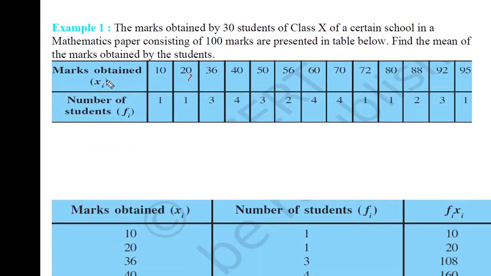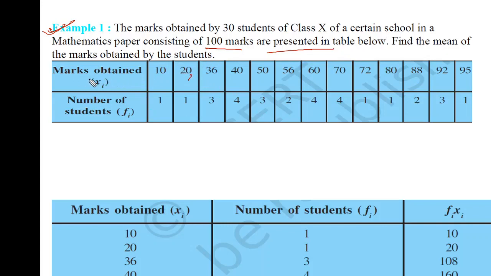See, these are the observations. We will go to the example. Let's read the example. The marks obtained by 30 students of class X of a certain school in a mathematics paper consisting of 100 marks are represented in the table. So these are the marks of math of class 10. Find the mean of the marks obtained by the students.